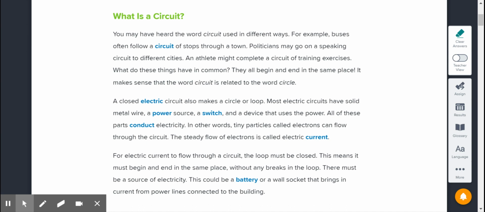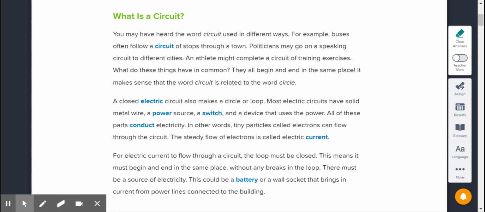It makes sense that the word circuit is related to the word circle. Goes around in a circle. All those different options go in a circle. A closed electric circuit also makes a loop, a circle or a loop. Most electrical circuits have solid metal wire, a power source, a switch, and a device that uses the power. All of these parts conduct electricity. In other words, tiny particles called electrons can flow through the circuit. The steady flow of electrons is called an electric current.